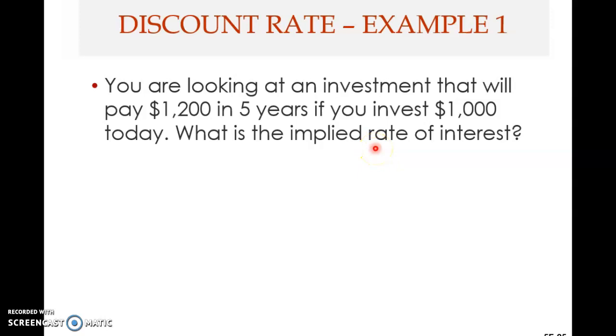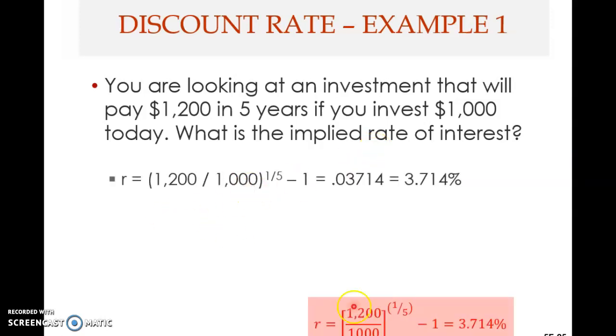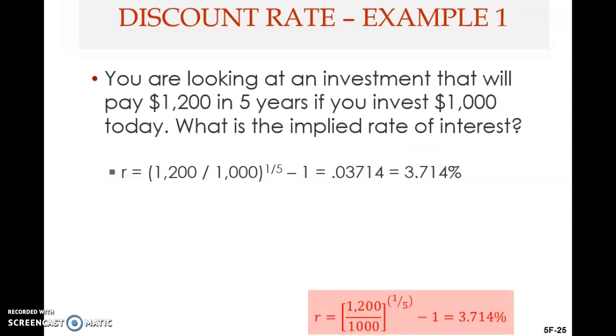Using the formula, you can get this. This is the formula here. You don't see the formula fully here, right? You can see it here. So 1,200 divided by 1,000 becomes 1.2. You raise this to the power of the reciprocal of 5, or 1 over 5. When you minus 1, you get 3.714%. That's the answer here.